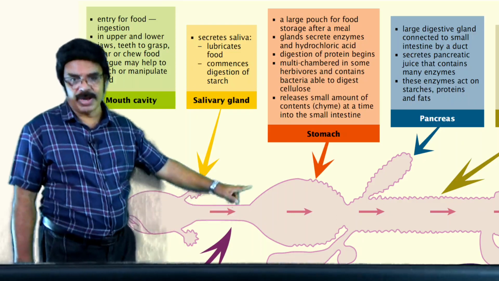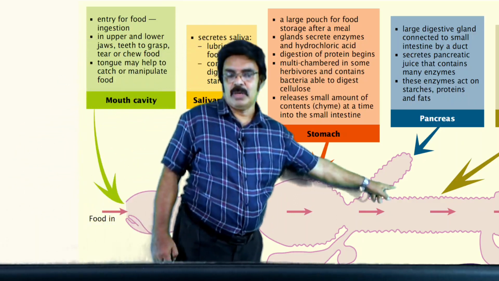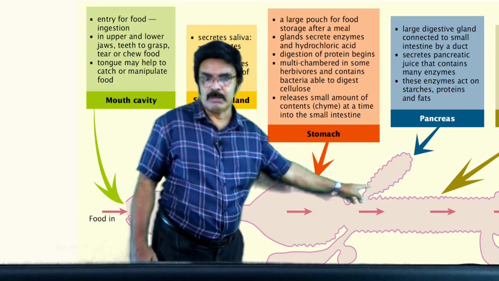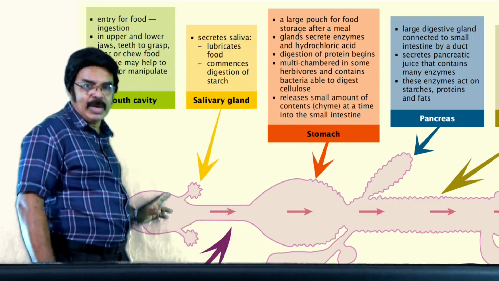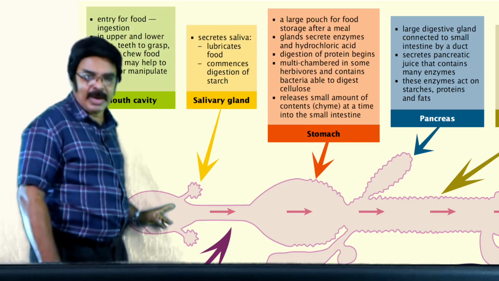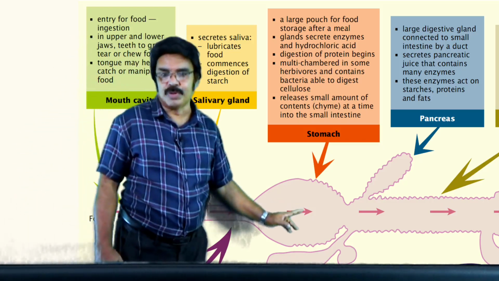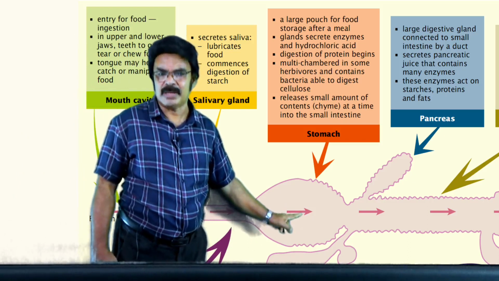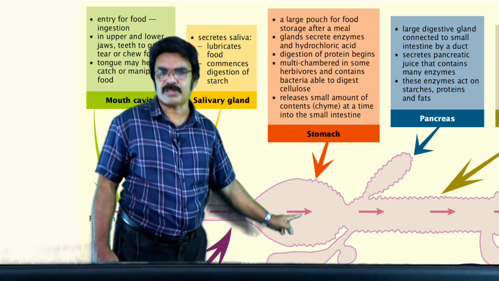Then comes the pancreas. The pancreas is a really important thing, because so far carbohydrate digestion started in the buccal cavity, the mouth, and then protein digestion starts in the stomach. I didn't mention it: protein digestion starts in the stomach.